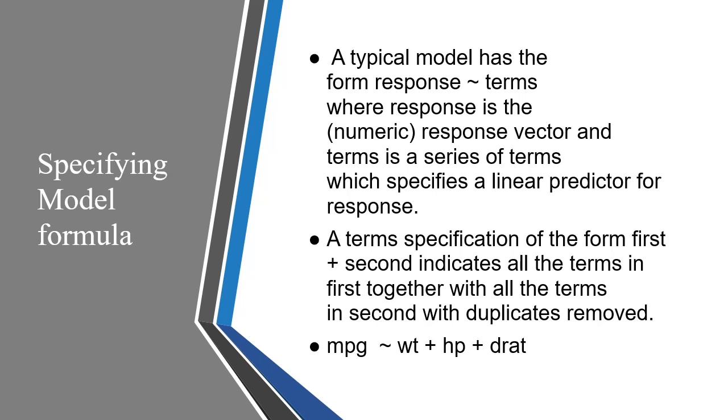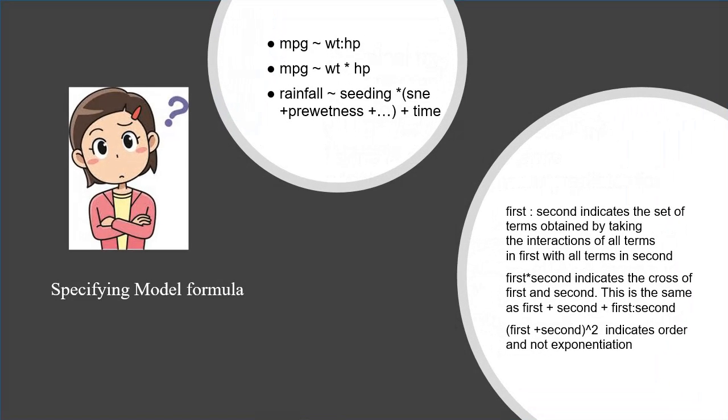But apart from this plus, we have certain other symbols. One is colon, another is a star or asterisk. The third one can be the exponential, that is a cap symbol. But each has its own meaning. When we say first colon second, it indicates the set of terms obtained by taking the interactions of all terms in the first with all terms in the second. And exactly how the equation will form, we will see in the next slide. Similarly, for asterisk, that is the multiplication symbol, first star second indicates the cross of the first and the second. This is the same as first plus second plus first colon second.